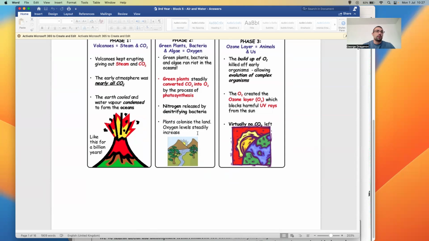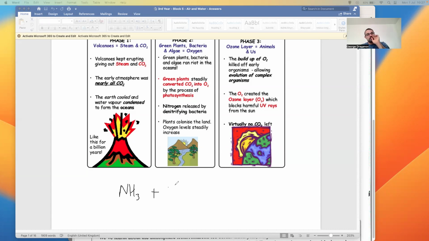And furthermore, one more very important thing happened: ammonia, NH3, which is an unpleasant gas and does not exist in the atmosphere today, reacted with oxygen to form nitrogen plus water. So if we put a 2 here, 3 here, and a 1.5 here.